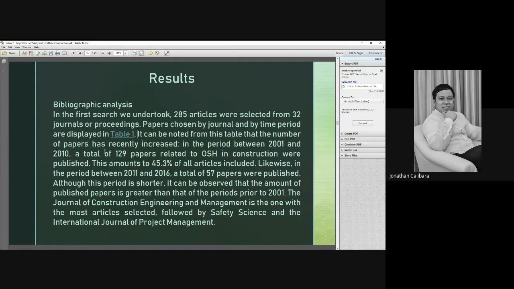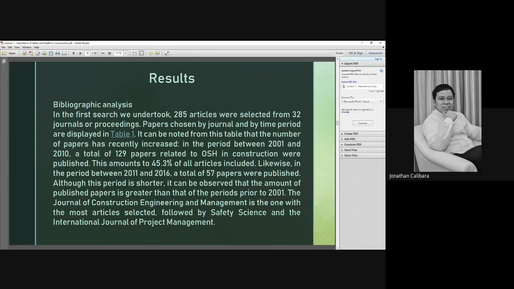As for the result, the papers chosen by journal and periodical are displayed in table 1. So of course you have to acknowledge the writers and cite them, because you could be accused of plagiarism. It can be noted from this table that the number of papers has recently increased. As he discussed, from 2001 to later stages, a total of 110 papers related to occupational construction were published.